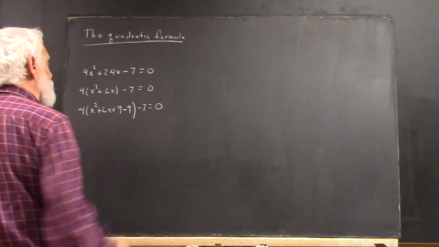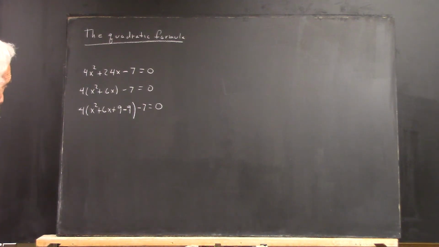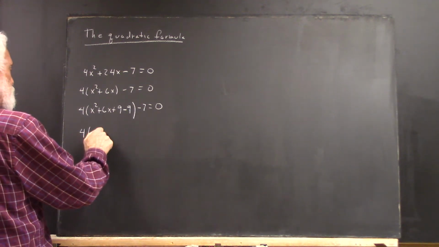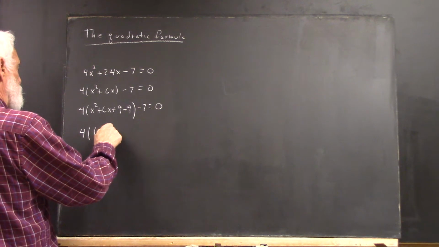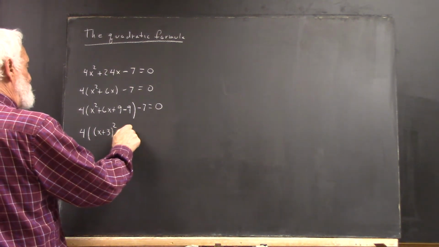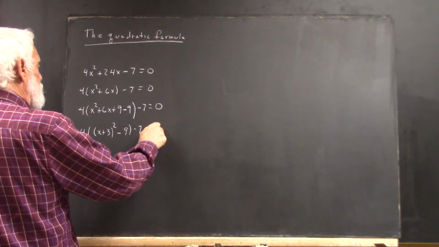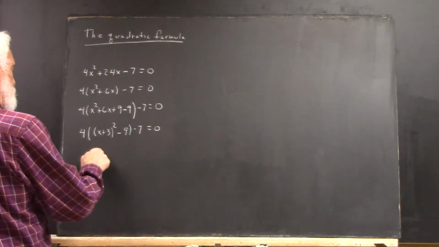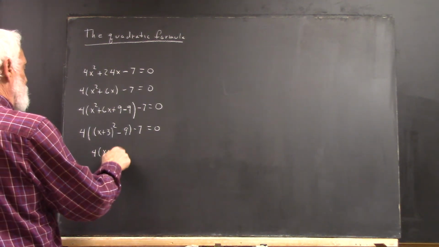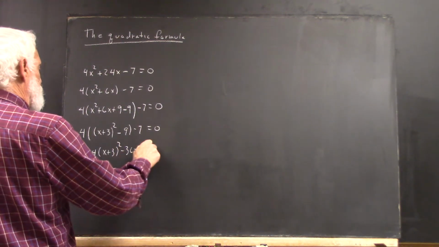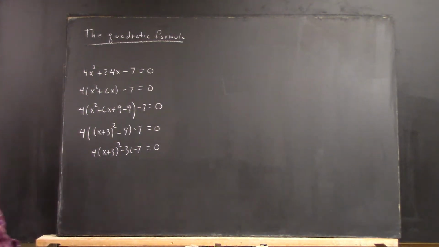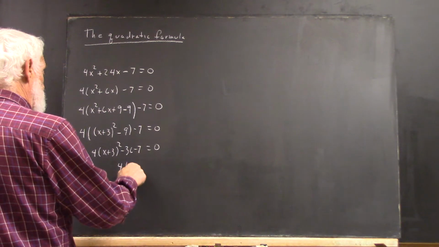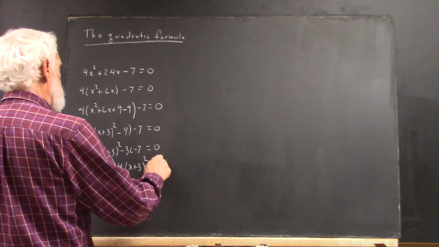Anyhow, then I do the minus 7 equals 0. Okay? Then I write this as 4 times the quantity x plus 3 squared minus 9 minus 7 equals 0. And then I distribute the 4. 4 times the quantity x plus 3 squared minus 36 minus 7 equals 0. And 36 and 7 is 43, that's minus 43. I add it to both sides. I have 4 times x plus 3 quantity squared equals 43.